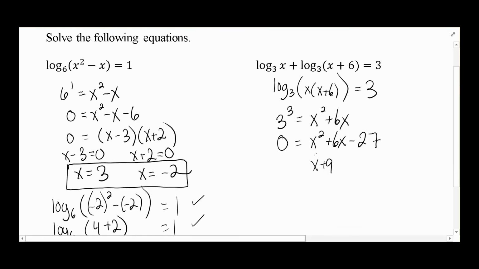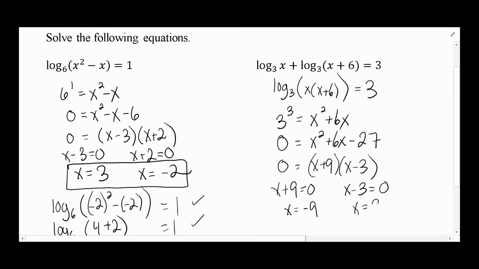And this factors as x plus 9, x minus 3, meaning x plus 9 could be 0 or x minus 3 could be 0. Meaning x could be negative 9 or x could be 3. But remember, what we're double checking is that in the original problem, none of our arguments were, to be technical, non-positive. So we want to make sure that the arguments are in fact positive. If I were to plug negative 9 into the original problem, that argument would be negative.